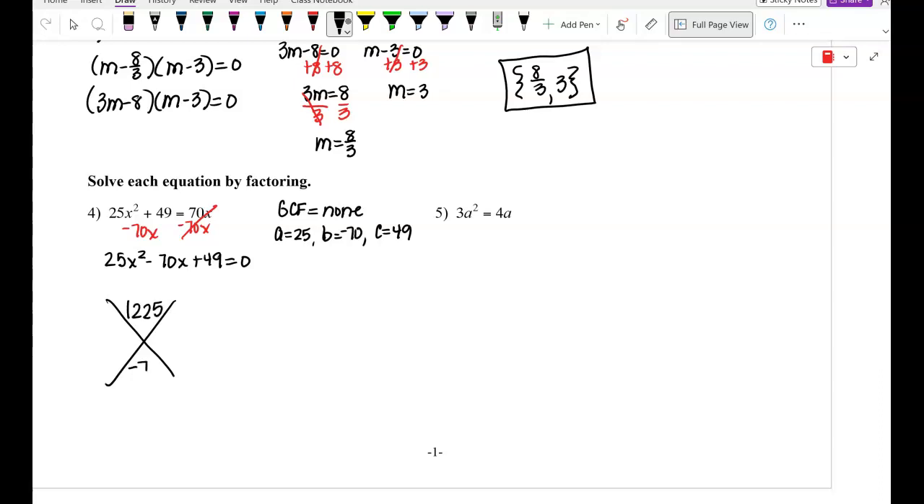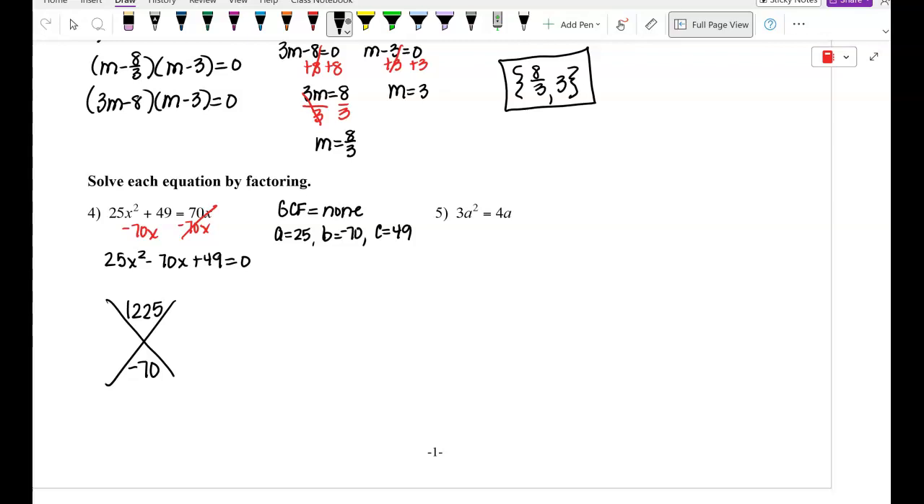$1,225. And B is negative 70. So we need two numbers that multiply together to give us 1,225 and add up to negative 70. The only way to have a positive product and a negative sum is if both factors are negative.